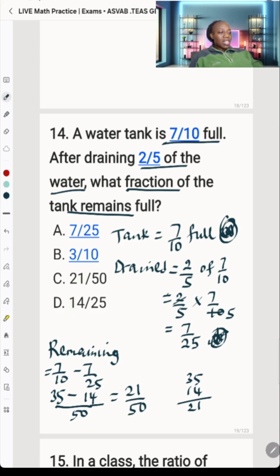Is there anything that can divide each other? No. Then our answer is that. What's our answer? C. Our answer is C.